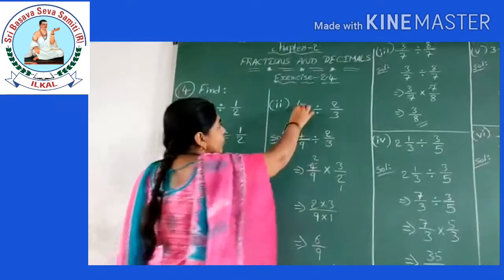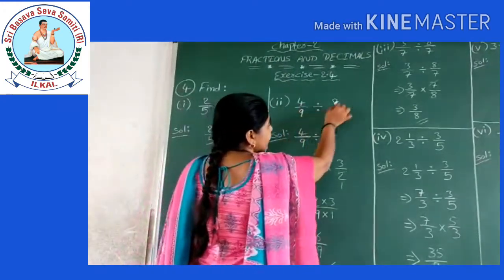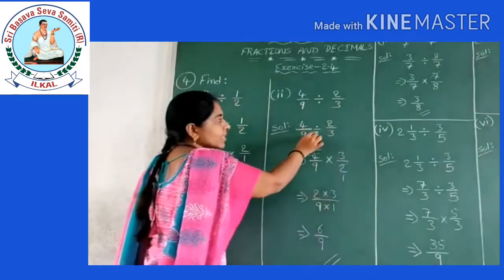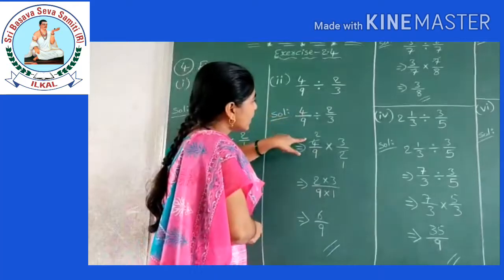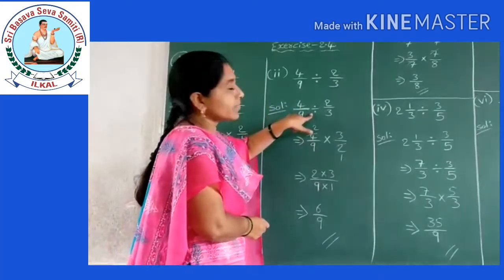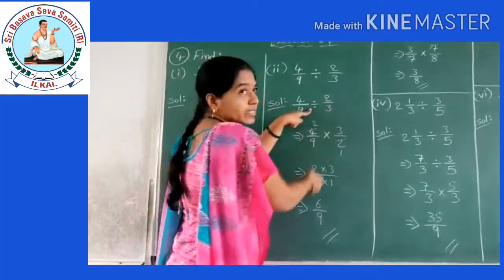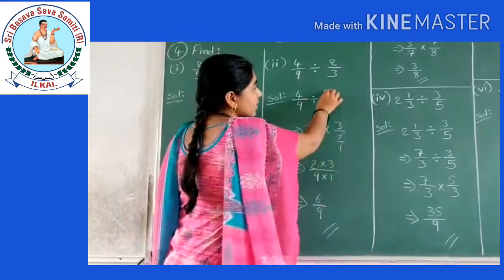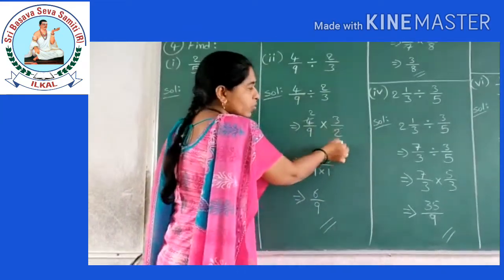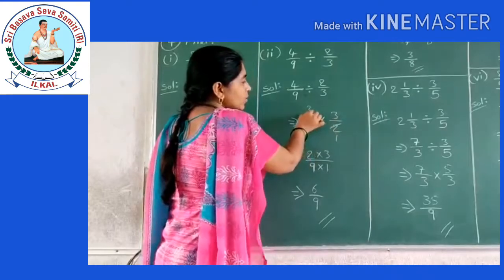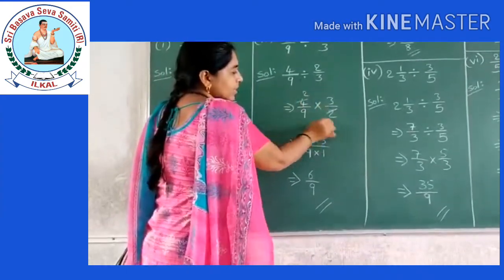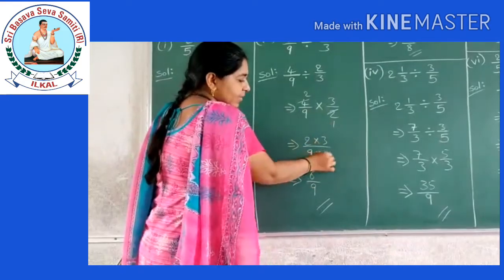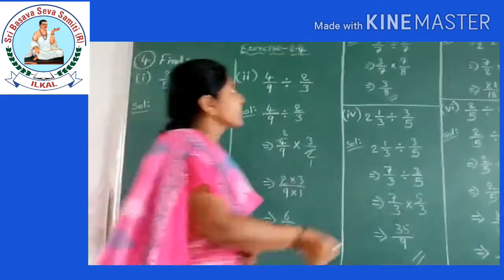Next one, 4 by 9 divided by 2 by 3. After rewriting that, 4 by 9 as it is you write down. This division will become multiplication when we do the reciprocal. Next fraction, 2 by 3, reciprocal is 3 by 2. Here 2 1s are 2 and 2 2s are 4, cancelled. Then 2 3s are 6, means 2 into 3 remain. Here 9 into 1. 2 3s are 6. 9 1s are 9.